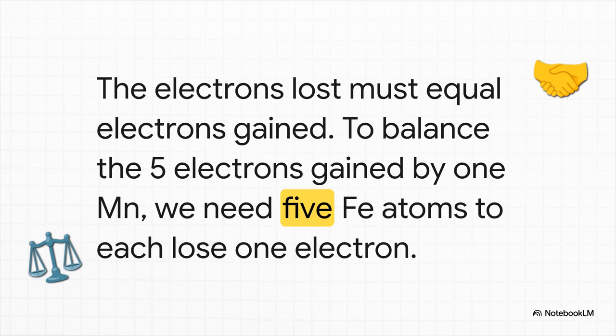Now, here is the absolute key to everything. The electrons have to balance. The number of electrons lost has to equal the number gained. There's no other way. So if our manganese atom is gaining 5 electrons, where did they come from? Well, that's why we need 5 iron atoms, each losing 1 electron, to make the whole exchange perfectly even. And we show that by popping a 5 right in front of the iron on both sides.